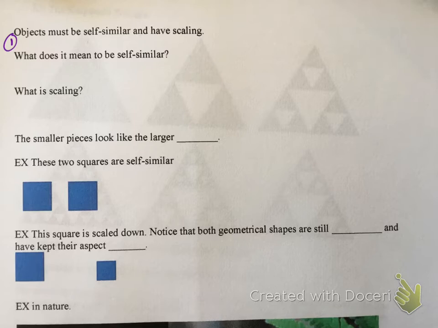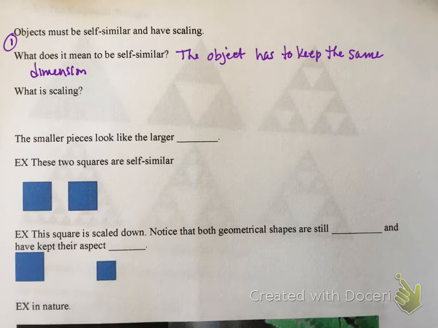So what does it mean to be self-similar? That means that the object has to keep the same dimensions. So self-similar means it's the same object. So if it's a square, to be self-similar, the other object has to be a square. It cannot be, for instance, a circle or a triangle, so it has to be a square.